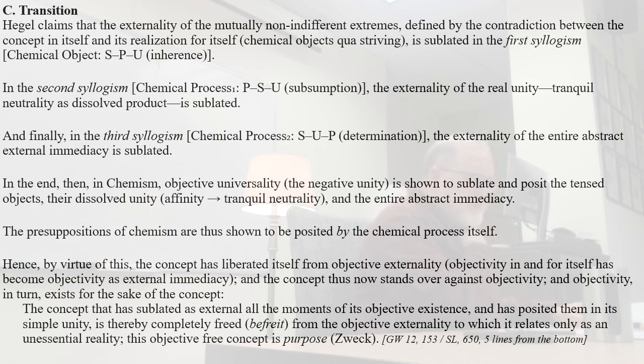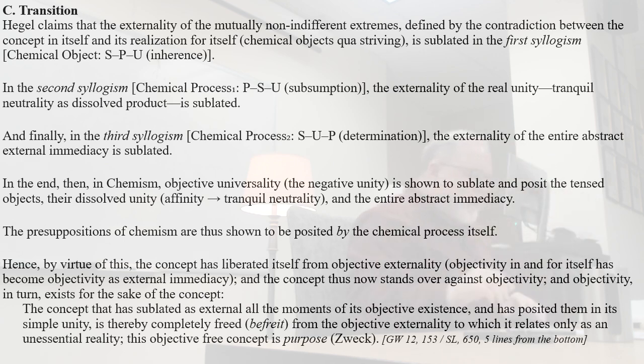The concept that has sublated as external all the moments of its objective existence. So the concept, this process that has generated everything else that is, both mechanistically and chemistically, and has posited them in its simple unity, is thereby completely freed from. So I know it's 100 pages earlier, but this is where Hegel was saying that which is submerged has got to emerge out of it. The concept that is submerged into objectivity qua being in and for itself has got to show itself to be intrinsic to all those moments, mechanism and chemism, but also rise out as distinct from them, as being the cause, the generator of all those things.